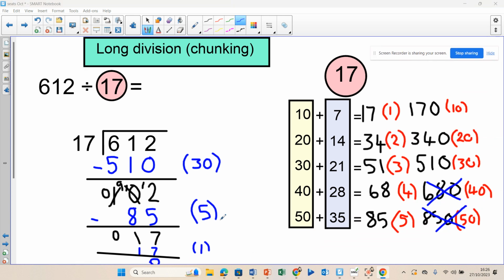So you've had a 30. Just write this here so you can see what I'm doing. You've got a 30. That's that one. A 5. That's that one. And a 1. And they are all the chunks that you've subtracted from your dividend. So 30 add 5 add 1 is 36. So 612 divided by 17 is 36. I hope that helps.